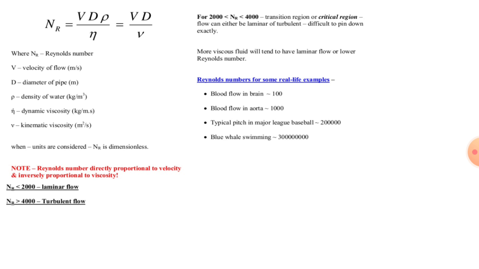Reynolds numbers for some real life examples: blood flow in the brain is about 100, blood flow in the aorta is in the thousands, a typical pitch in major league baseball is about 2 lakhs, and a blue whale swimming is about 30 crores.